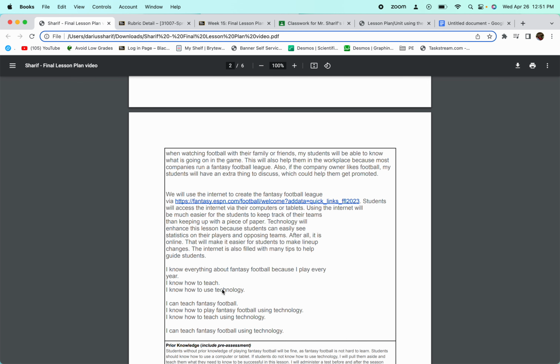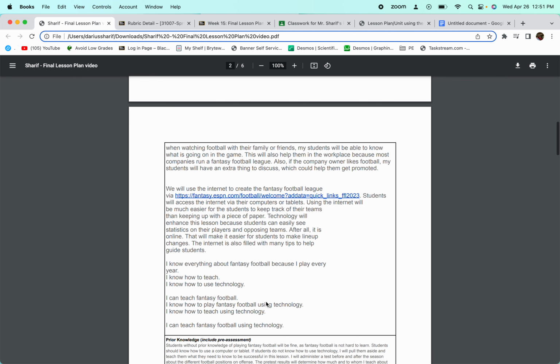Next, we have my TPACK. So this is part of step 2, assess the TPACK. So that's exactly step 2 right there. So I have the TPACK, all the different things for TPACK.